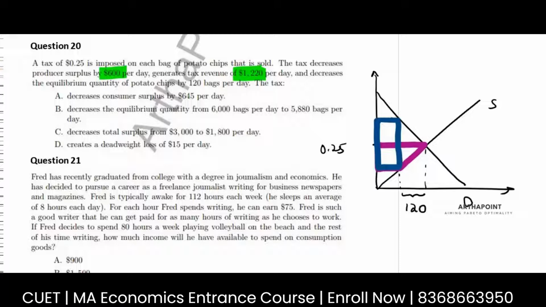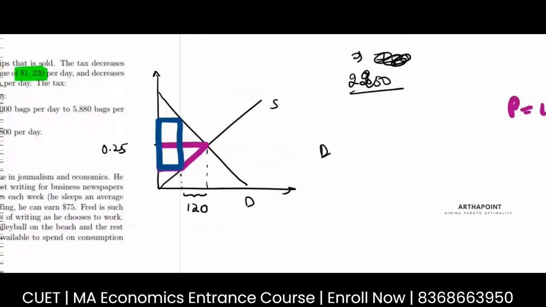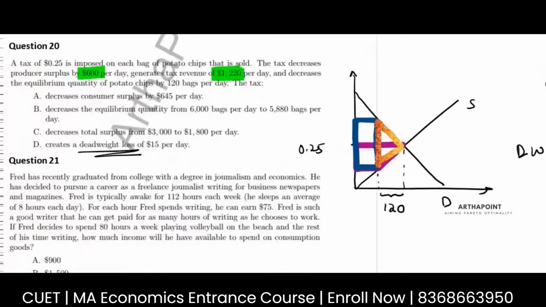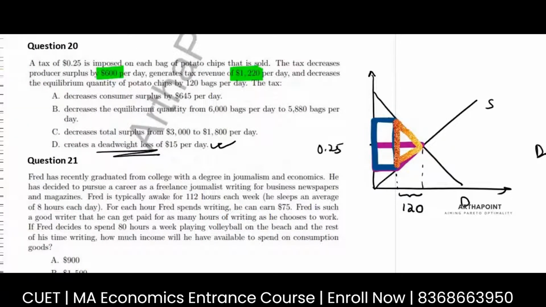Now, first of all, let's find the deadweight loss first. So what will be my deadweight loss? It will be half into base into height. This is my deadweight loss, this triangle. So my base is given as 120 and my height is given as 0.25, so 25 by 100. So deadweight loss is 15. Actually, this is the correct statement. So now let's go ahead and look at the other parts also. This deadweight loss is 15.